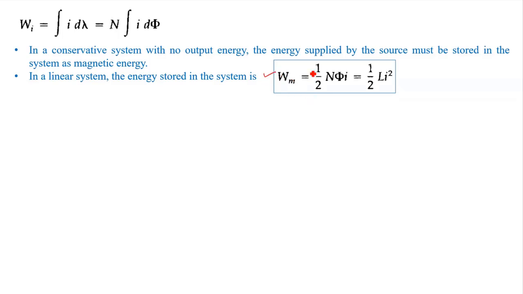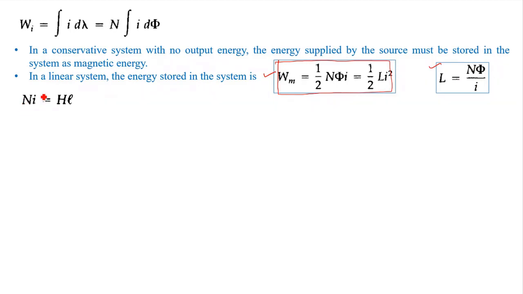So we know that in a linear magnetic system, Wm will be equal to half of n phi i, and that is equal to half of L i square. And L we know is equal to n phi by i. So in a linear system, this formula applies, right? It is n d phi by di, but if the system is linear, then I can write n phi by i.